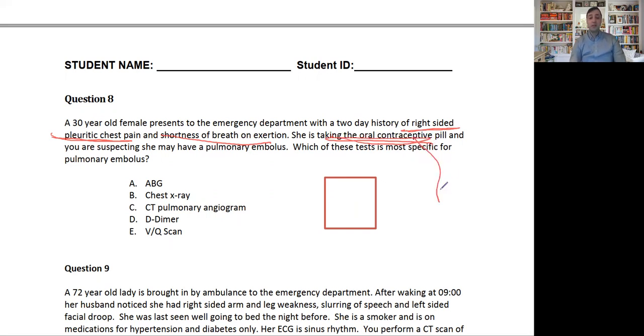She is on oral contraceptive pills, and you are suspecting that she might have pulmonary embolism. Which of these tests is most specific? So he's asking about the most specific for pulmonary embolus. Is it ABGs or chest X-ray or CT pulmonary angiogram or D-dimer or VQ scan? The most specific is the CT pulmonary angiogram. It is CTPA. This is the most specific.